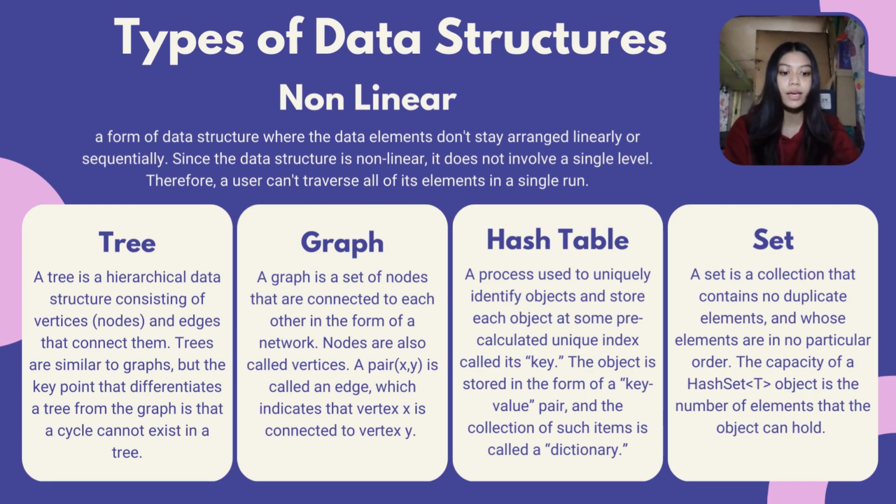A hash table is a process used to uniquely identify objects and store each object at some pre-calculated unique index, called its key. They are mostly used to create associative arrays, database indexes, and sets. The last one is set. A set is a collection that contains no duplicate elements and whose elements are not kept in any particular order. The capacity of a set object is the number of elements that the object can hold.